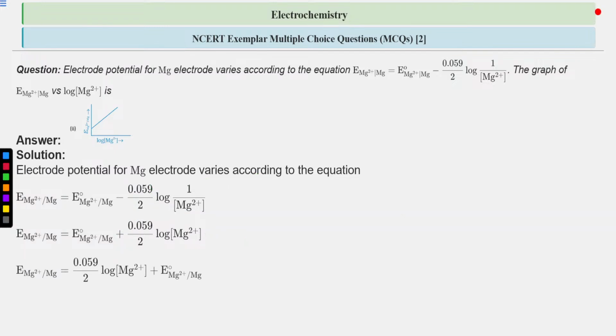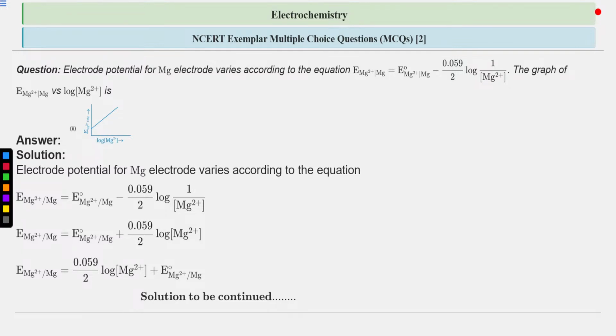Now you can also write it as 0.059 by 2 log of magnesium 2 positive plus E naught of magnesium 2 positive by Mg. So we just have done the rearrangement, like we have written this at this place and this at this place, nothing changed. So we just have written this equation as this equation. Now why we are doing this? Let's see why we are doing this.